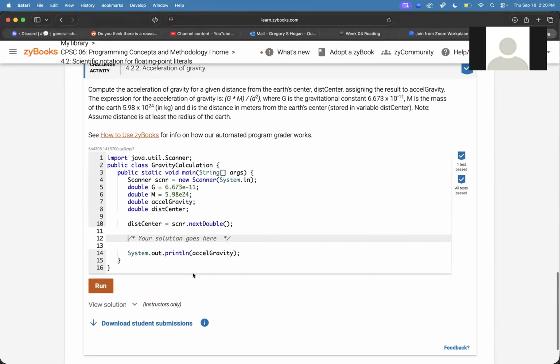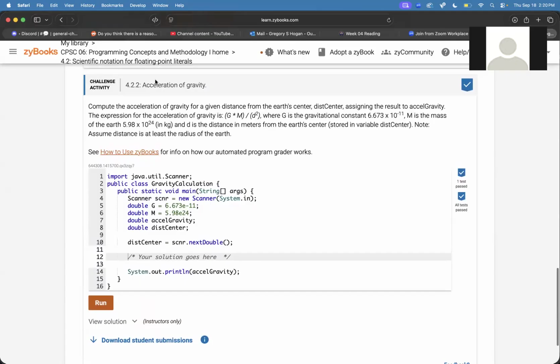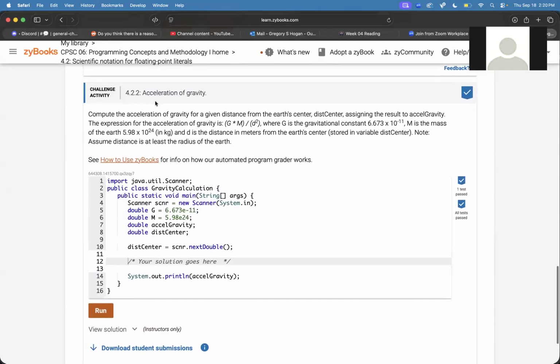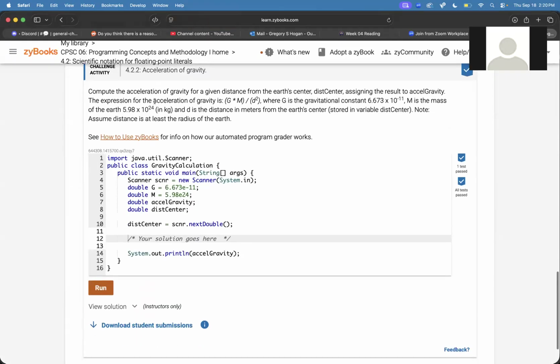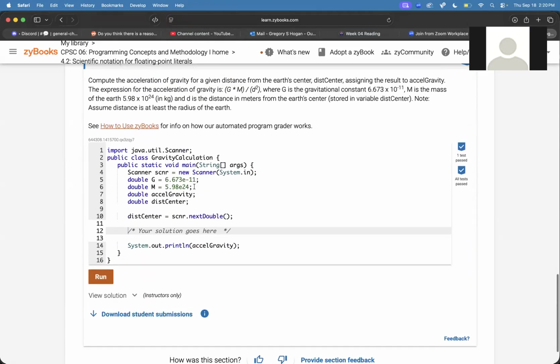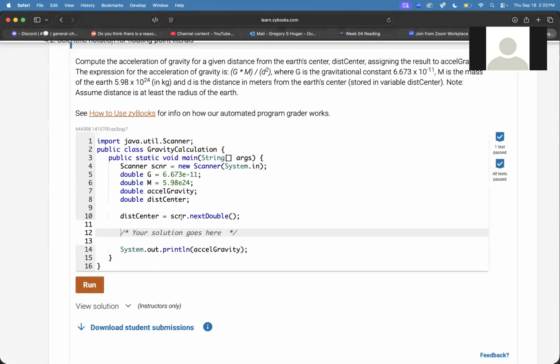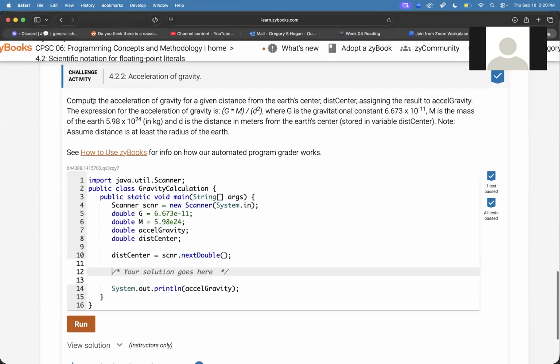So we have a problem here to do. This is acceleration of gravity, exercise 4.2.2. And we want to try to figure it out. Let's do this one, and then maybe we'll back up and look at the previous one. So let's read the instructions here. Compute the acceleration of gravity for a given distance from the Earth's center, dist center, assigning the result to accel gravity. The expression for the acceleration of gravity is blah.